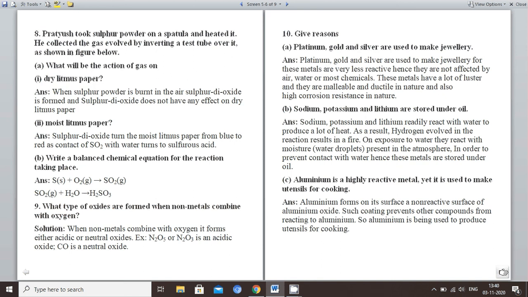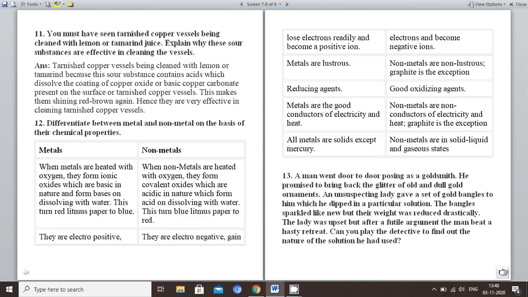एल्यूमिनियम ऑक्साइड, and this aluminum oxide coating is actually a non-reactive surface which does not allow further aluminum to react. Okay, therefore aluminum is used to make utensils. So such coating prevents other compounds from reacting with aluminium. So aluminium is being used to produce utensils for cooking. I hope that question is clear to you.